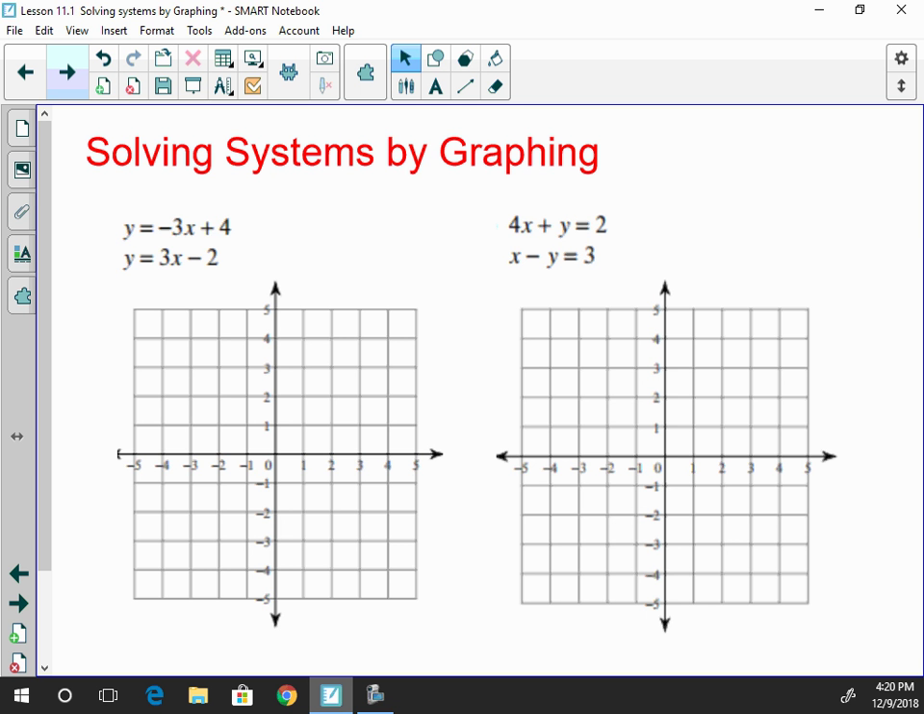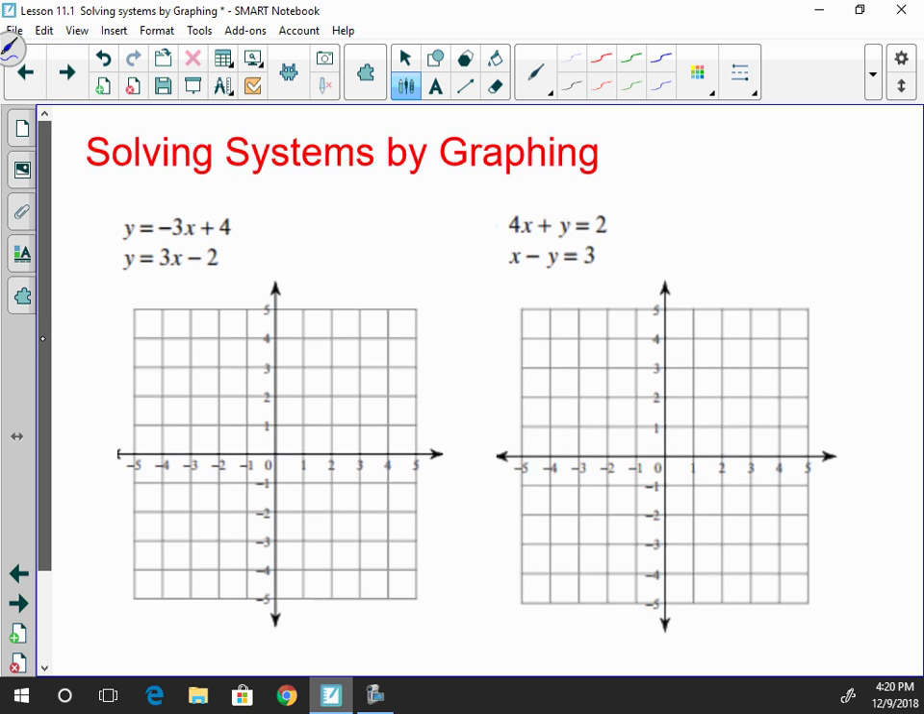Okay, let's go through a couple more examples here. Two equations, they share the same variables. They are a system. We are going to graph them and see where they intersect. All right, so the first one's got a y-intercept of 4, so I'm up at 4 here. And my slope is -3, so I go down 1, 2, 3, right 1. 1, 2, 3, right 1.